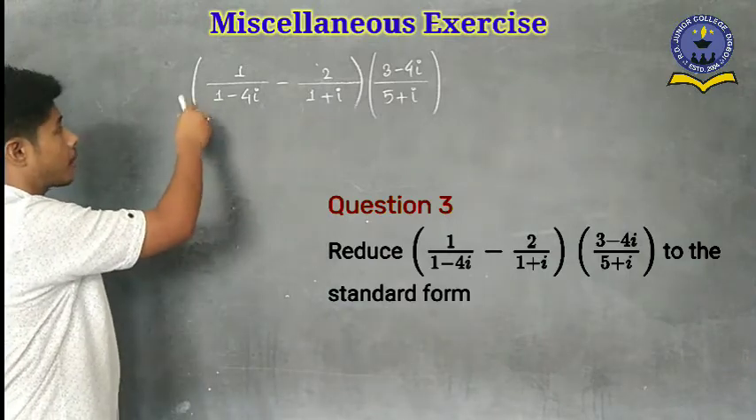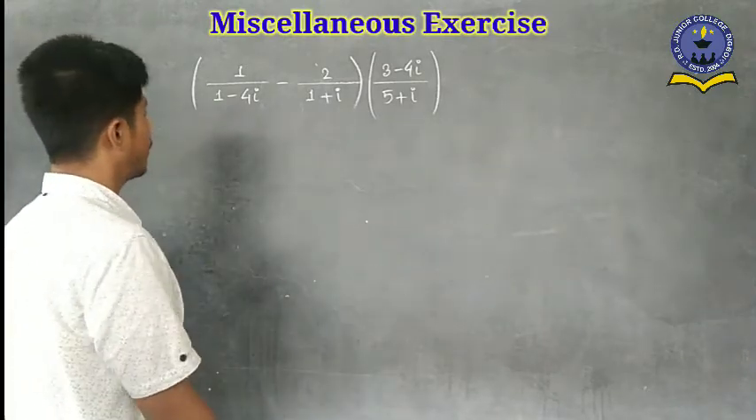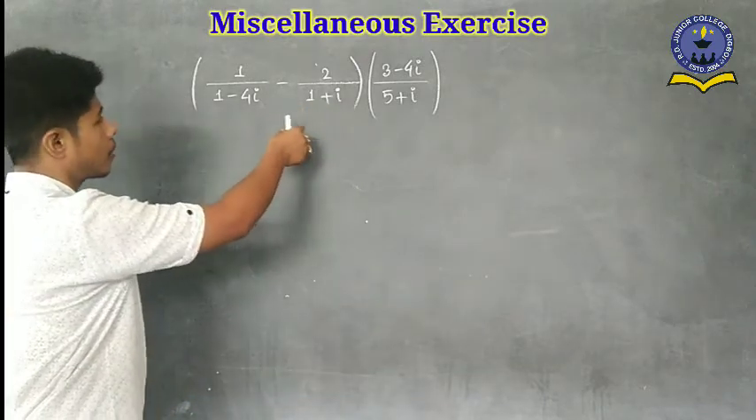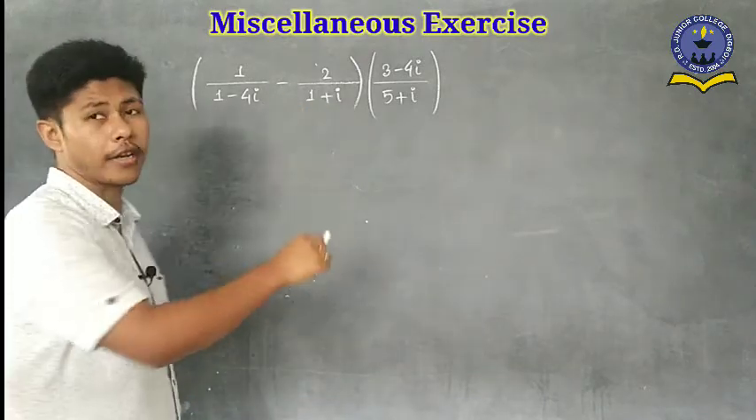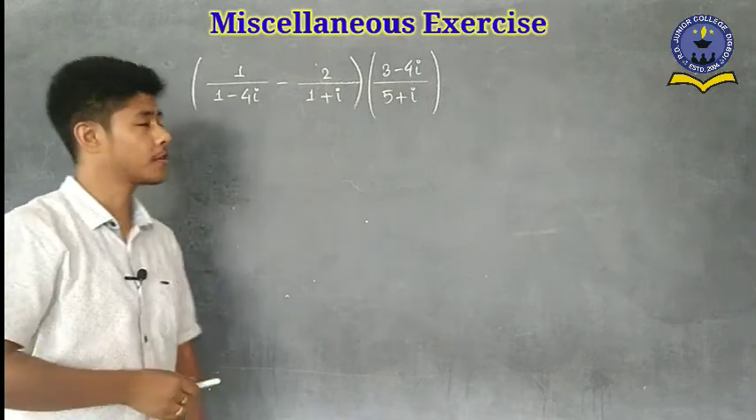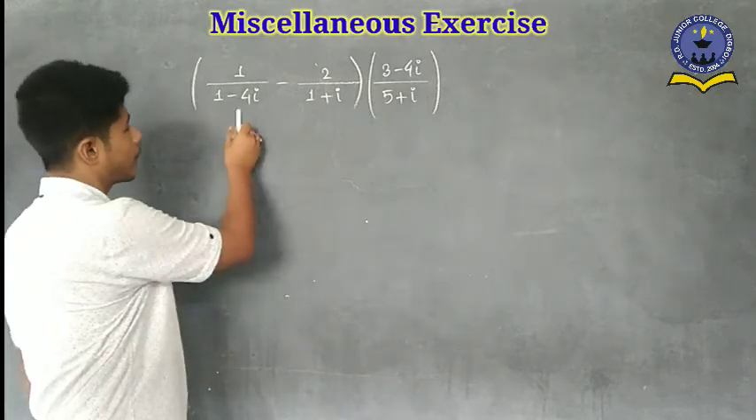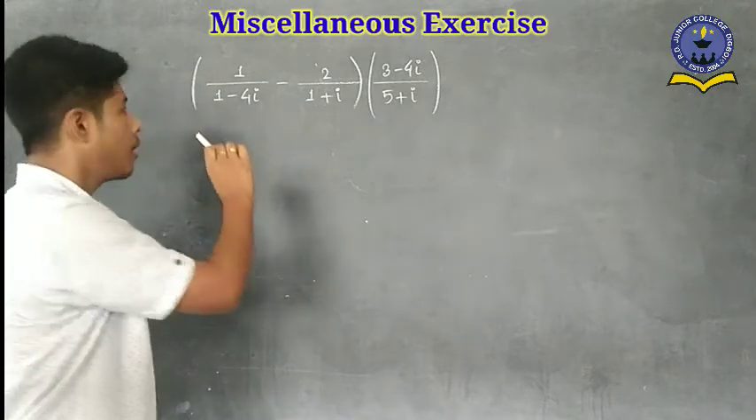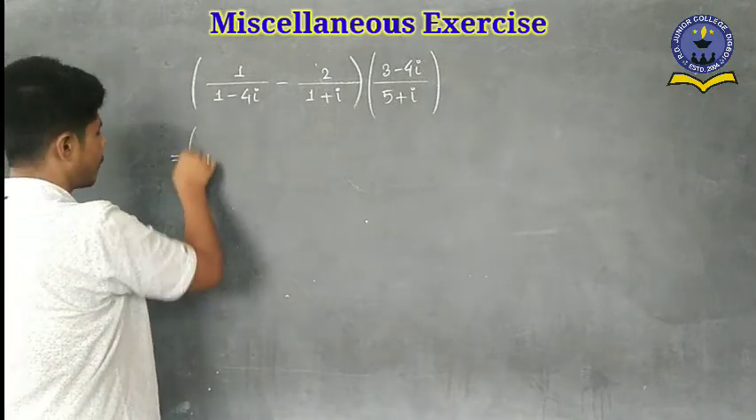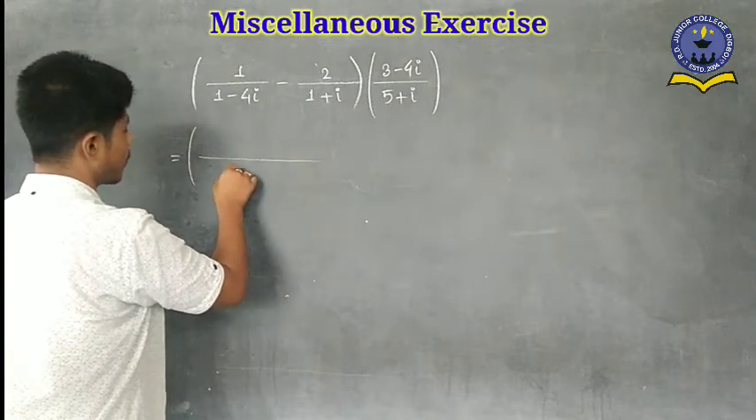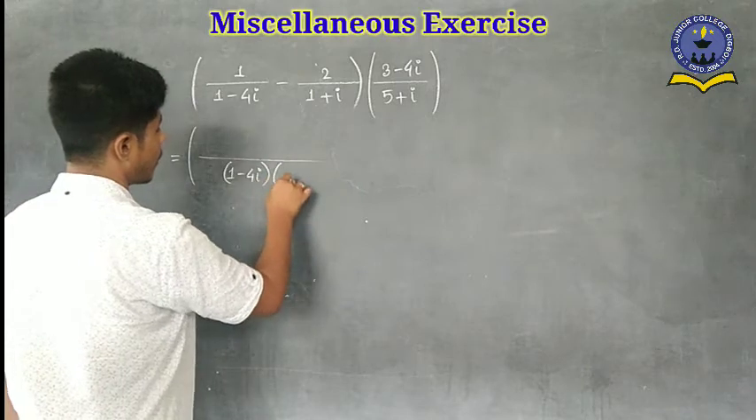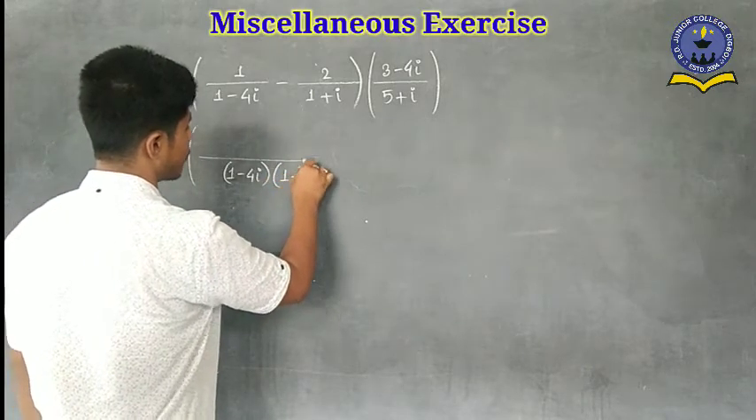If you see here, 1 divided by 1 minus 4i, minus 2 divided by 1 plus i, into this result. So first of all, we have to convert this into a standard form. For that, we have to take the LCM between these two. Is it clear? So if we take the LCM, the denominator we get is 1 minus 4i into 1 plus i. This one we write here.